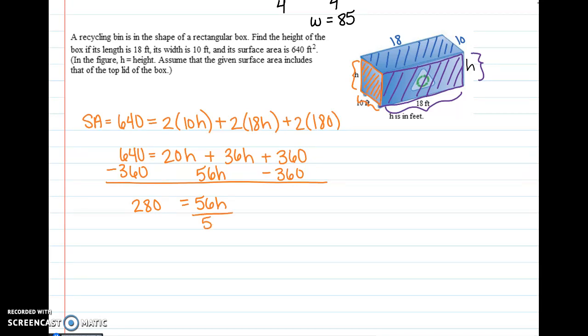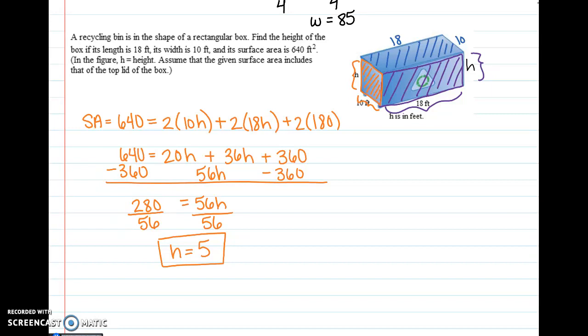And then we're going to divide both sides by 56. So 280 divided by 56. Give you a minute to punch that in your calculator. Is 5. That's right. It's 5. So, have we solved the problem? What did they ask us for? Height of the box. Height is 5.